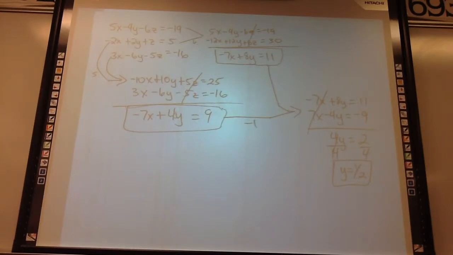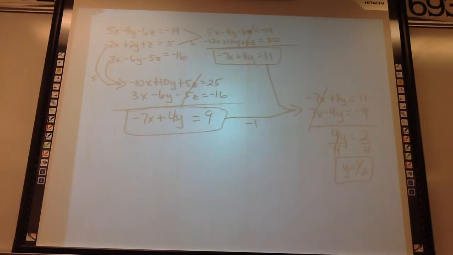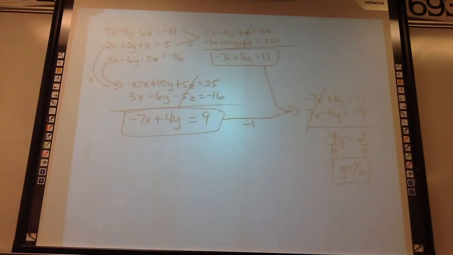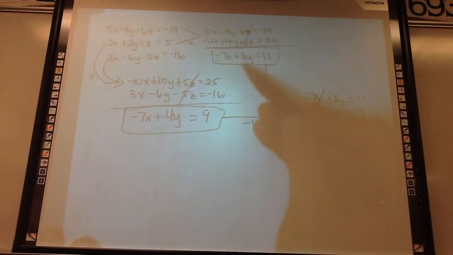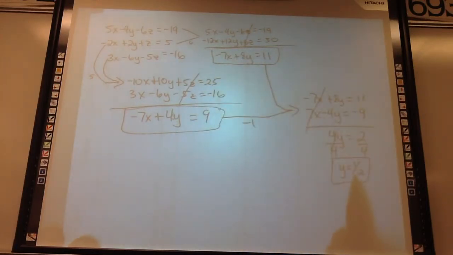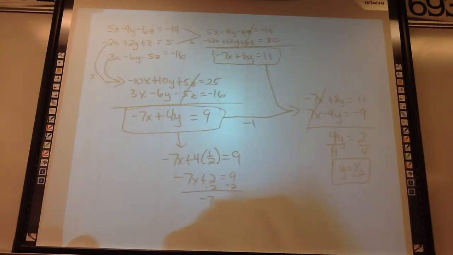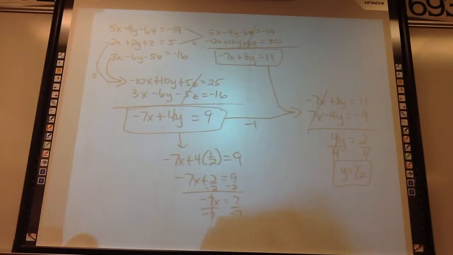Right? And then, now you just start working your way backwards, plugging stuff back in. So I take one of these two. You know y is 1/2. Plug it in. I'll pick this one. Negative 7x plus 4 times 1/2 equals 9. So negative 7x plus 2 equals 9. Minus 2. Negative 7x is 7, divided by negative 7. X equals negative 1.